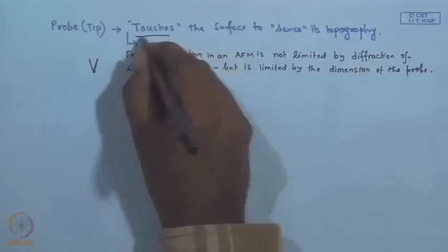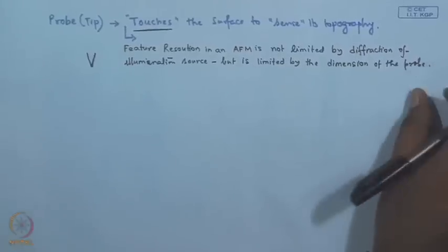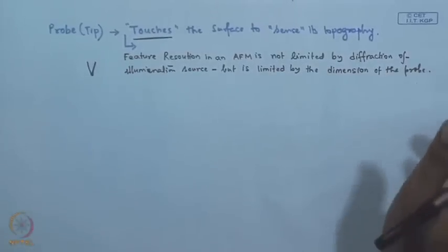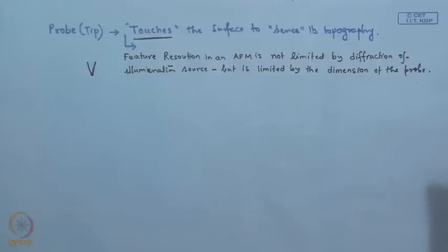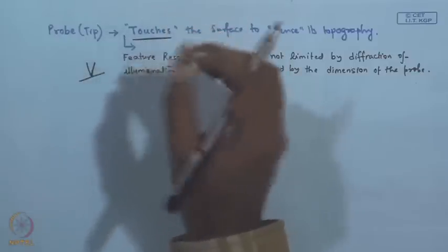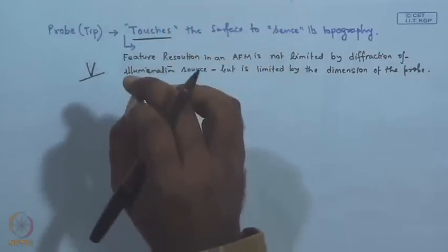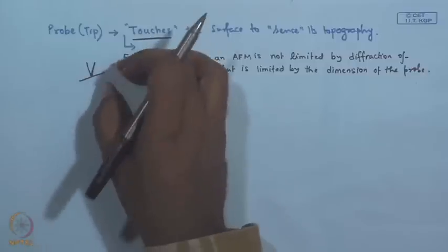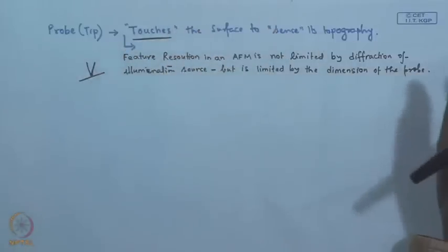You will soon realize how it touches and all that, but let me just add a point. Since the probe physically touches the surface, in addition to visualizing the surface features or the topography like any other microscope, it also becomes possible to do manipulation at the surface using an AFM probe, because ultimately this probe is going to touch the surface. So you can dislodge some material using this probe, make an indent on the surface, or deposit certain materials through this probe as it touches.